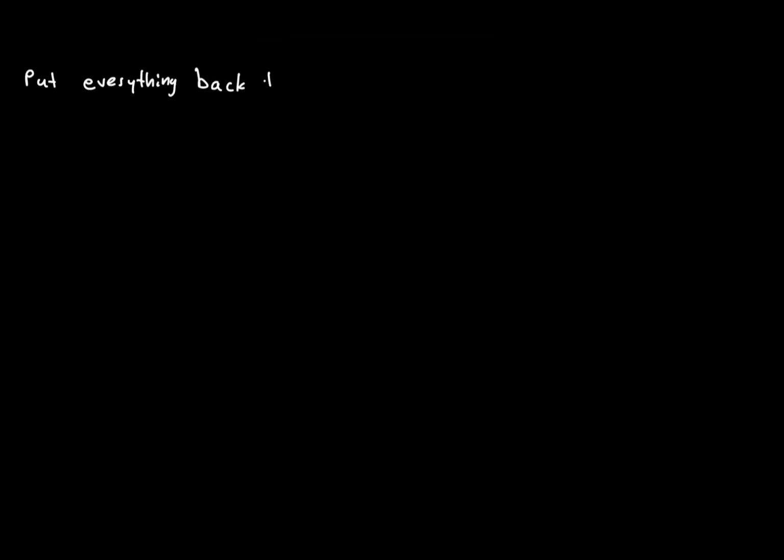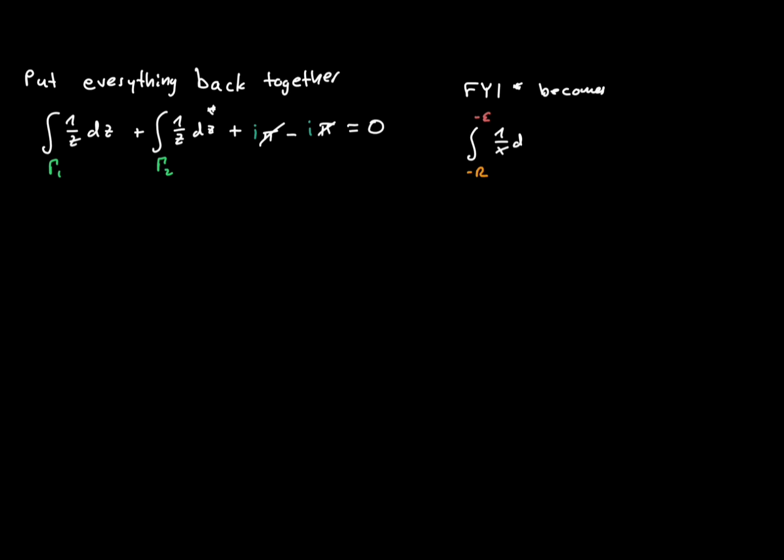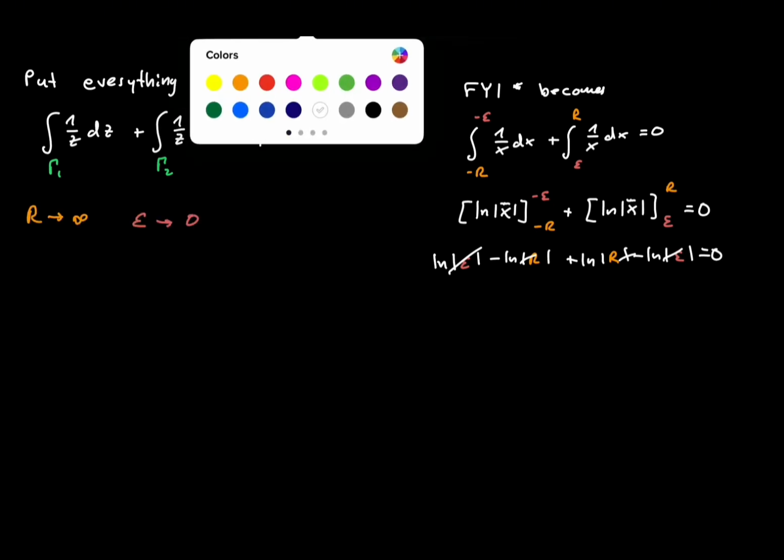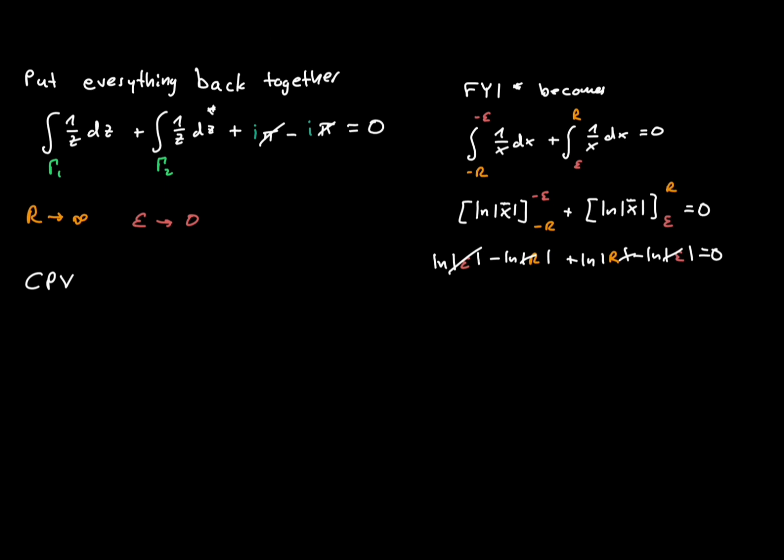Finally, we combine everything. The large arc contributes plus i pi. The small arc contributes minus i pi. They cancel exactly. Therefore, only the two real integrals remain, and their sum is 0. Taking the limits gives the Cauchy Principal Value integral from minus infinity to infinity of 1 over x dx equals 0. And this is the fundamental idea behind principal value integrals.